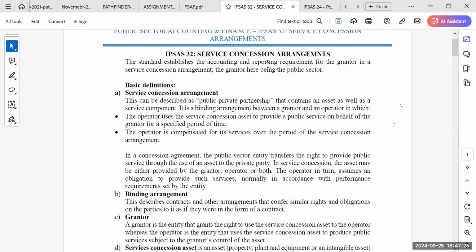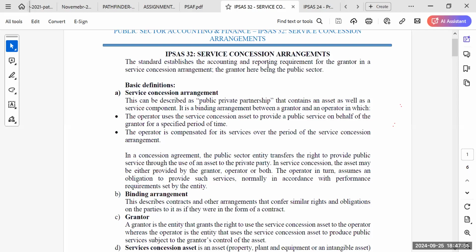So in a service concession arrangement, there is an asset through which the public service will be delivered. We are talking about service, not talking about goods or anything. We are talking about service. So if you talk about a service concession arrangement, we have two parties.